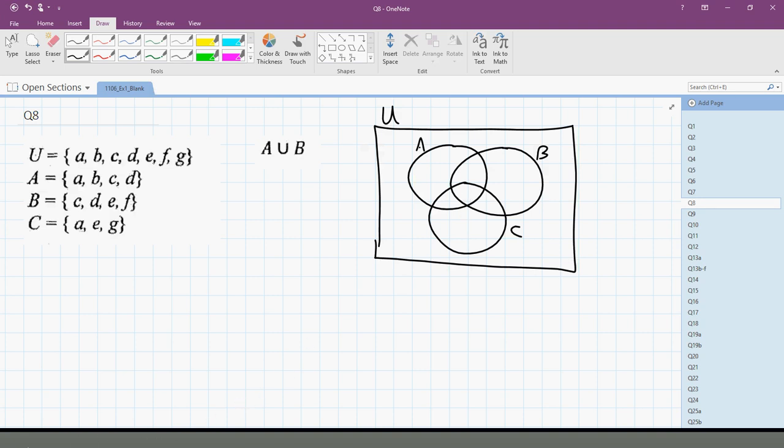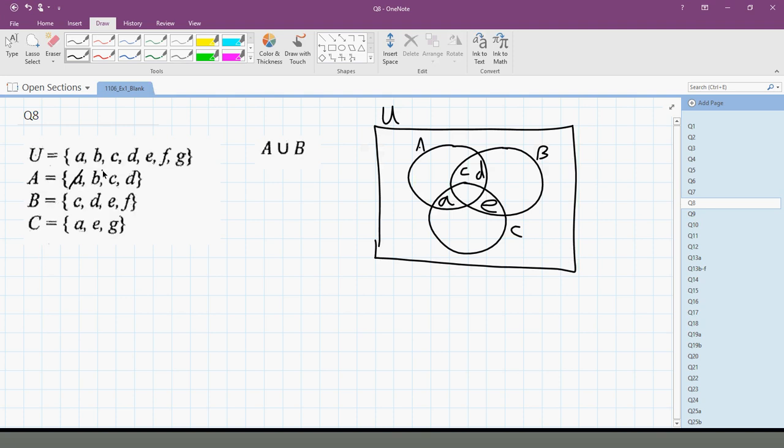So now we're going to start working between our two circles. We want to talk about just between A and B. So you come over here and look at your sets between A and B, not C. And who do we have in common? C and D. There we go. So we'll put C and D in there. And then who's in common between B and C? E. Okay. So we'll put E between the B, C. Who's in common between A and C? A. Okay, good.